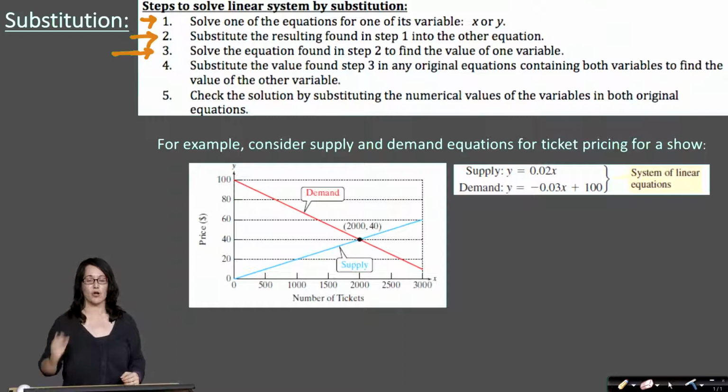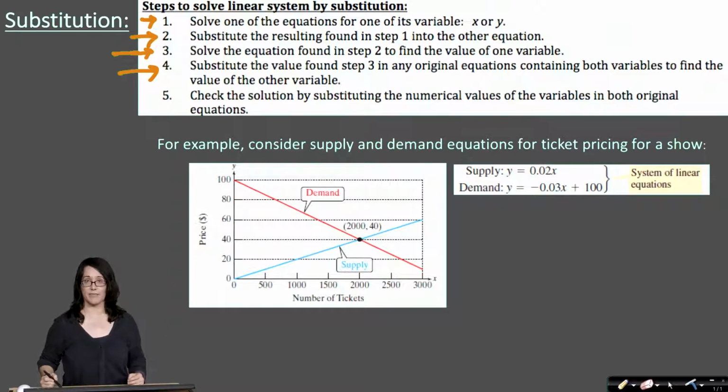That's step 3. Solve the equation found in step 2 to find the value of one variable. Now, once you have one variable, you back substitute it into the other equation, or the equation you're working with, to find out the other variable. So we're substituting a couple of times.